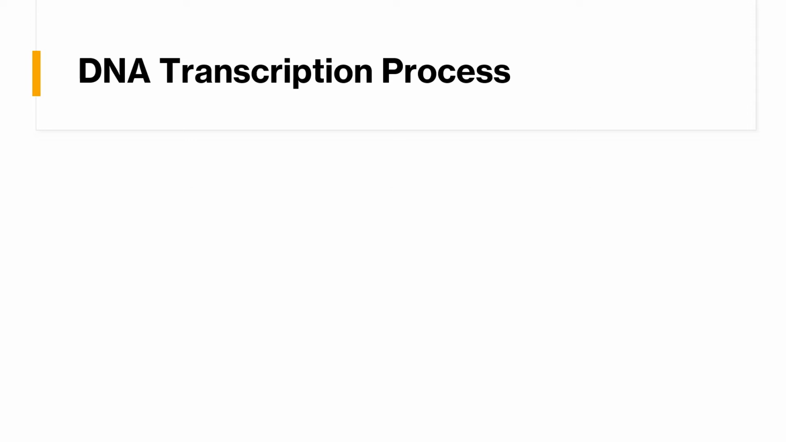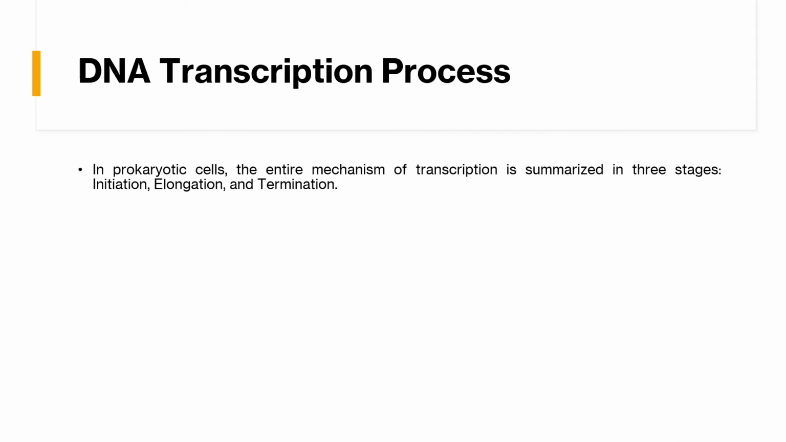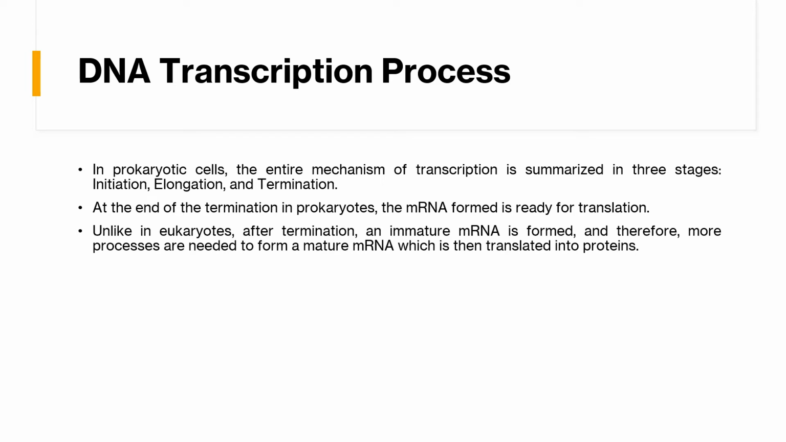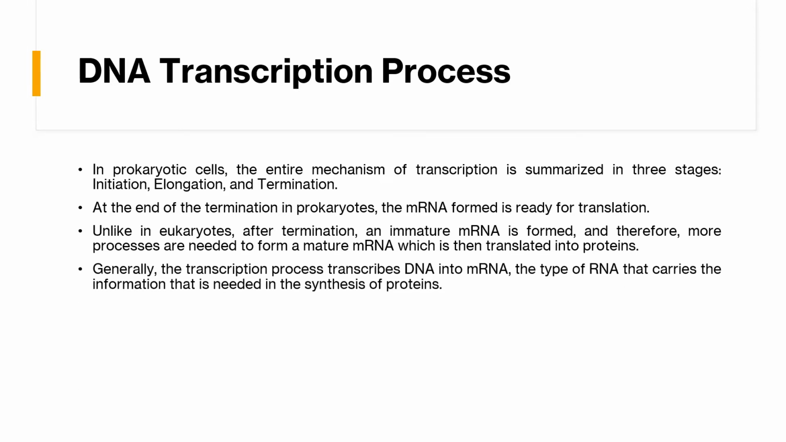Let's look at the DNA transcription process. In prokaryotic cells, the entire mechanism of transcription is summarized in three stages: initiation, elongation, and termination. At the end of termination in prokaryotes, the mRNA formed is ready for translation. Unlike in eukaryotes, after termination, an immature mRNA is formed, and therefore more processes are needed to form a mature mRNA, which is translated into proteins.